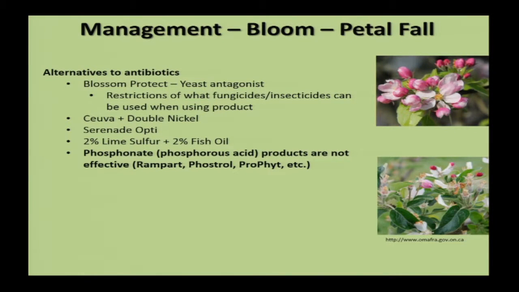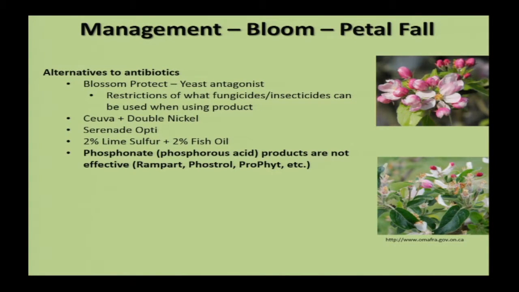Kocide and Double Nickel, this is a copper. This is a bacterial-based product. It's not a living product, it's bacterial-based. This is another option for folks who want an alternative to streptomycin. Serenade Optimum is similar to Double Nickel. It's bacterial based. Then there's 2% lime sulfur and 2% fish oil. There's been very good success out west with using this combination. Lime sulfur will thin your blossoms, but it seems that the lime sulfur does have bactericidal capabilities of protecting your blossoms.